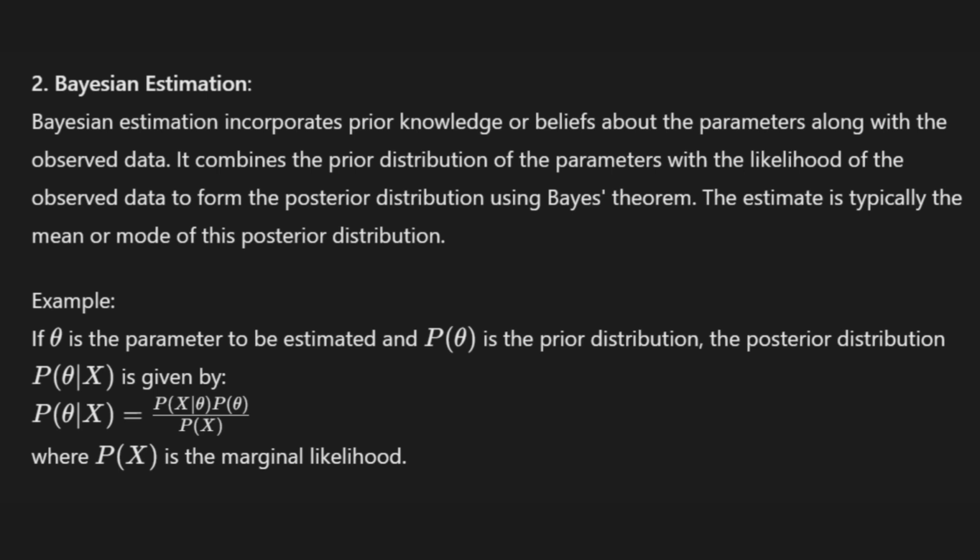So Bayesian estimation. Bayesian estimation incorporates prior knowledge or beliefs about the parameters along with the observed data. It combines the prior distribution of the parameters with the likelihood of the observed data to form the posterior distribution using Bayes theorem. The estimate is typically the mean or mode of this posterior distribution. If theta is a parameter to be estimated and p(θ) is a prior distribution, the posterior distribution p(θ|X) is given by this formula on the screen, where p(X) is the marginal likelihood.